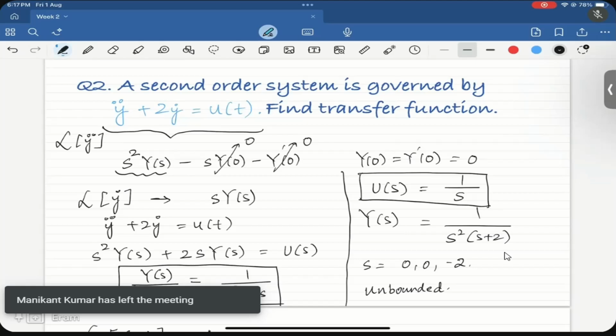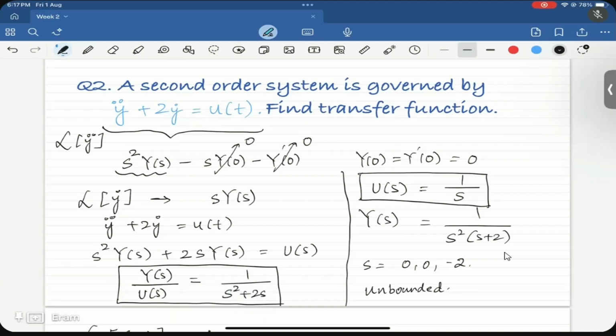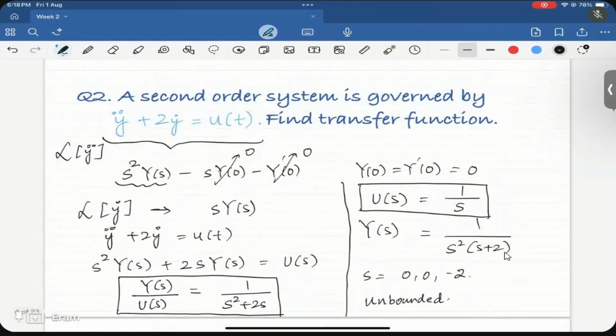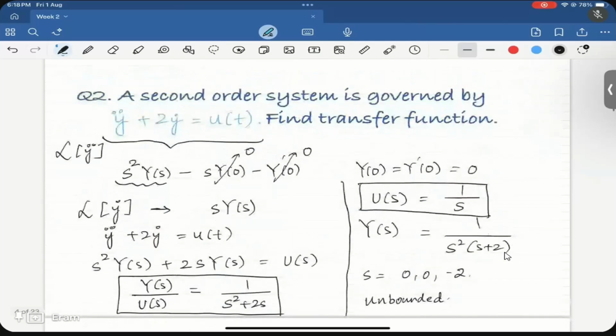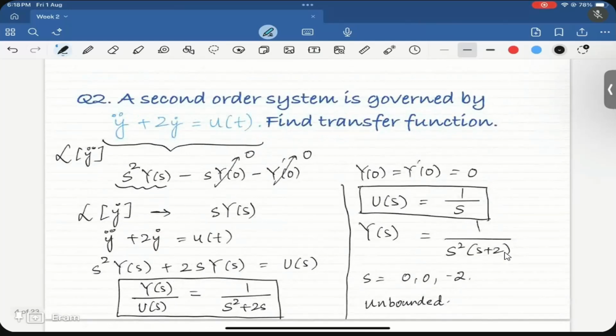Any confusion, anyone? Okay. What's U of s, clearly? Sorry, once again, explain. I'm not getting you. Can you please repeat? Can you explain once again?